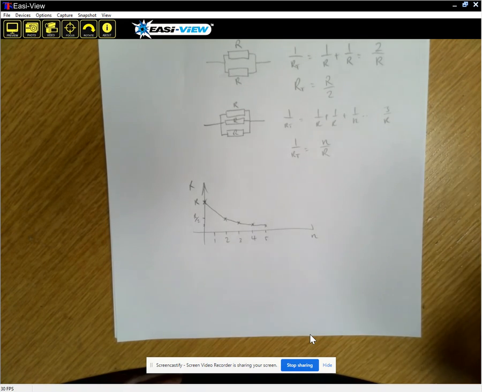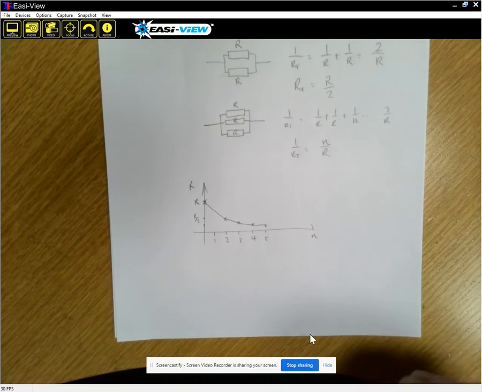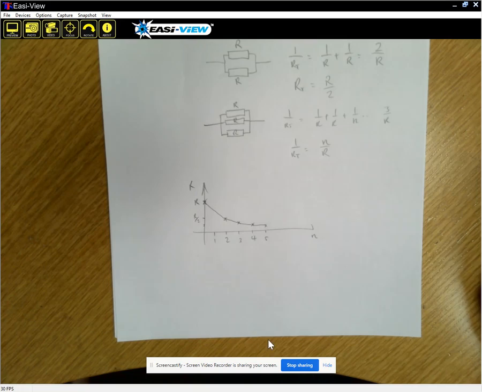Increases linearly as n, no, R doesn't increase and it's not linear. And then R increases non-linearly as n increases. Well, R is not increasing. As you increase the number of resistors, you're actually increasing the number of paths available, so the resistance falls.